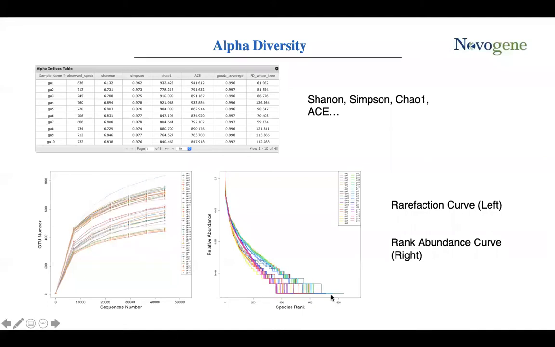And in the horizontal direction, the richness of the species is reflected by the width of the curve. So the higher the richness of the species, the greater the span of the curve on the horizontal axis. And in the vertical direction, the smoothness of the curve reflects the uniformity of the species in the sample. So the smoother the curve, the more uniform the distribution of species.